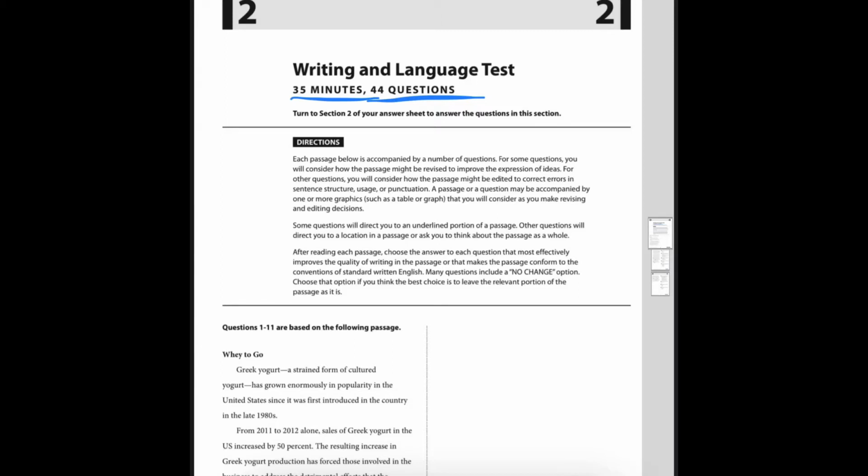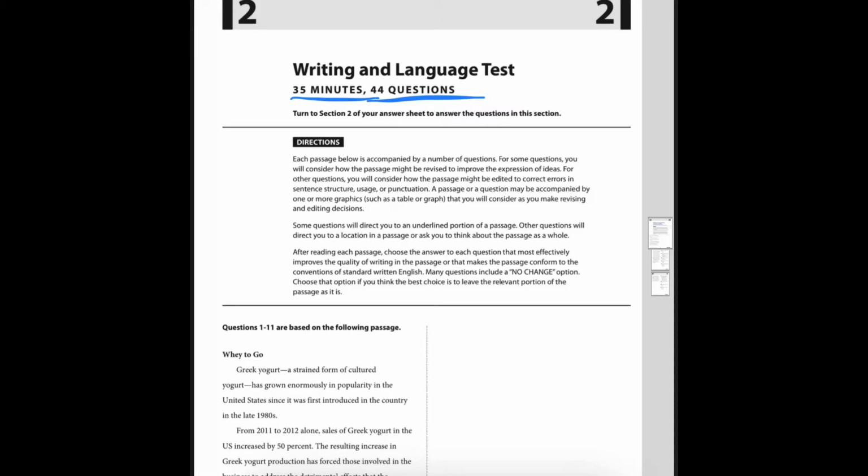This is the second section of the test after you complete the reading portion. And again, like the reading test, don't panic. I'll be able to offer you some tips that'll hopefully make you go through this passage with more confidence.